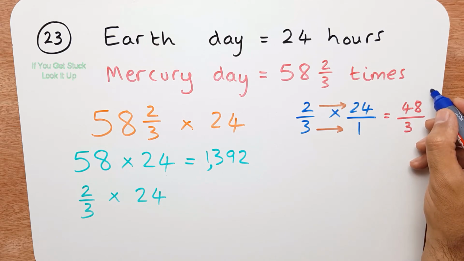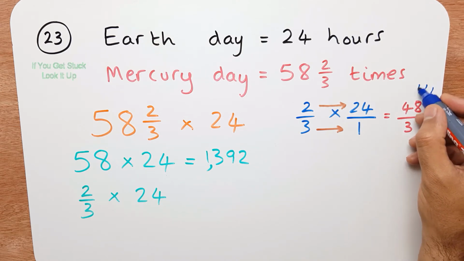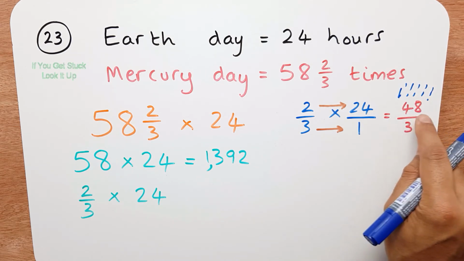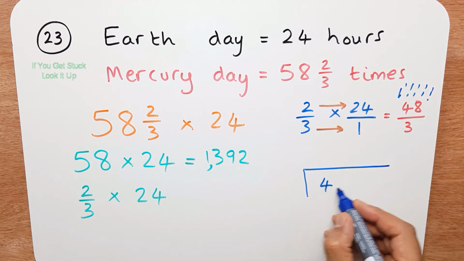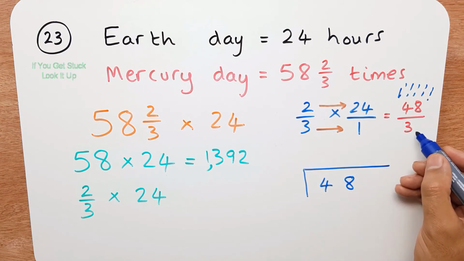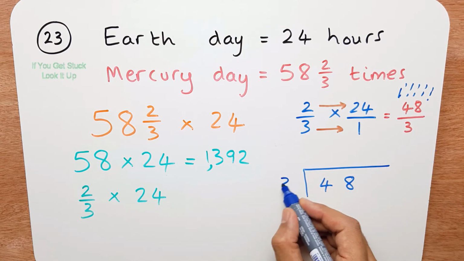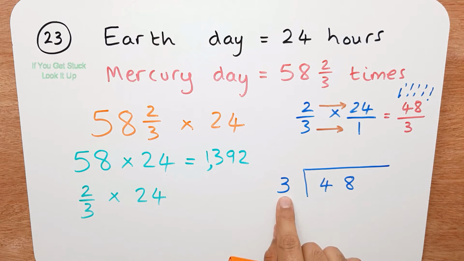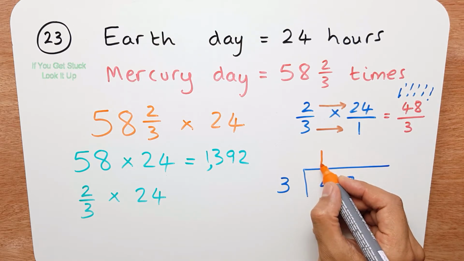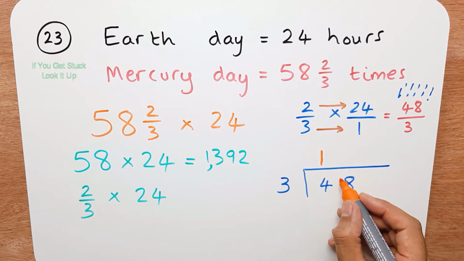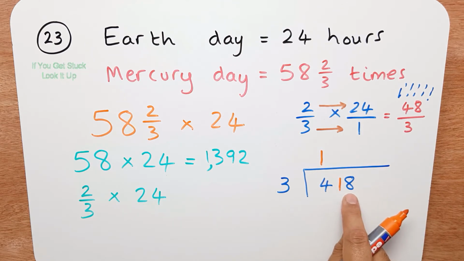So I need to do this calculation, 48 thirds or 48 divided by 3. So let me use the bus shelter method. So it's raining and 48 is getting wet, so I'm going to build a bus shelter. I put 48 inside, and this 3 has to go outside now. Now, how many 3s are there in 4? There's one lot of 3, remainder 1, and I carry the 1 over to the next column.